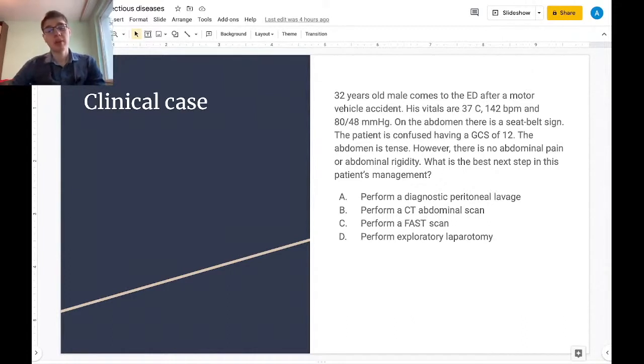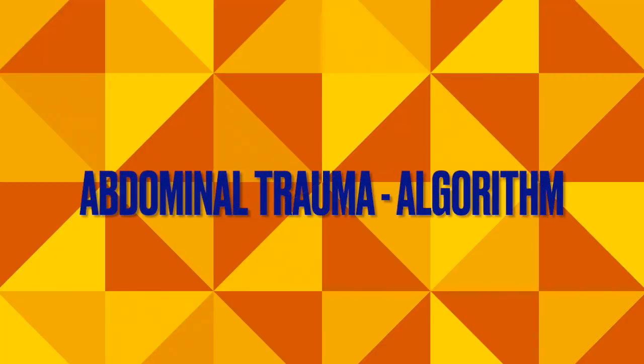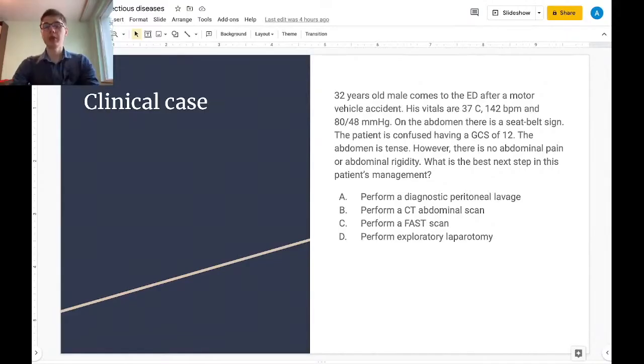An exploratory laparotomy is used if there are signs of peritonitis, such as rigidity with abdominal pain, and the diagnostic peritoneal lavage could be used if the FAST scan is unavailable or if the FAST scan is equivocal. When we have such questions on the boards, there is a certain algorithm to apply for blunt abdominal trauma.